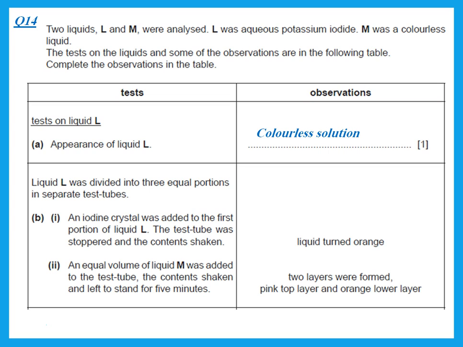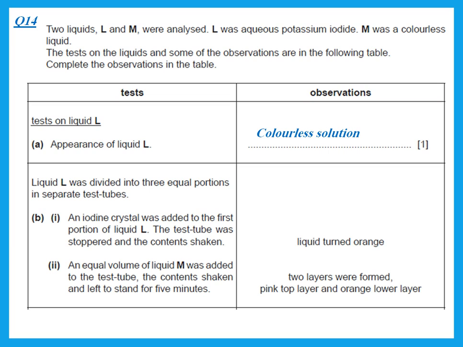Then he did tests. He said an iodine crystal was added to the first portion of liquid L. The test tube was stoppered and the contents shaken. The liquid turned orange. What does that tell you? He added iodine and the solution turned orange. That just tells you that the iodine dissolved in the solution. Remember, iodine solution is orange or reddish brown.